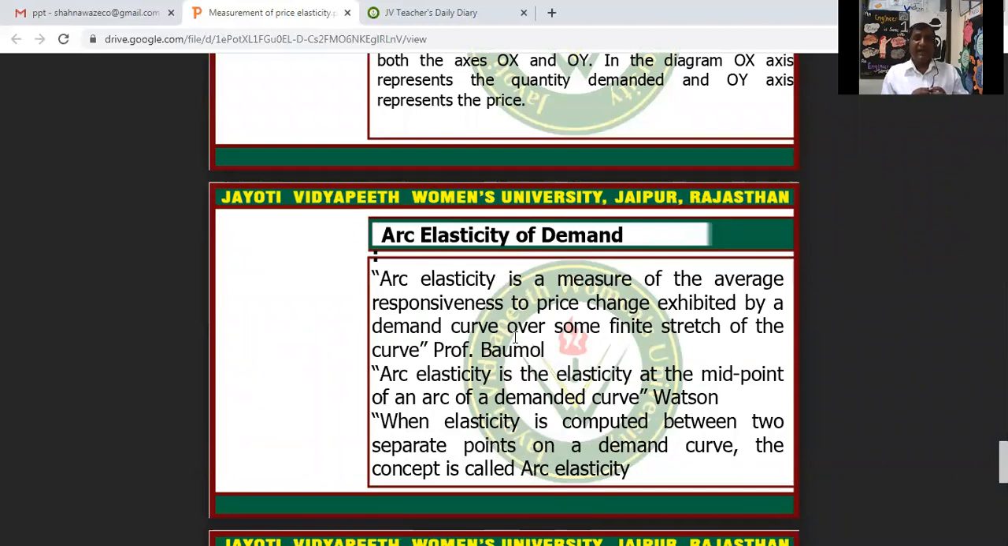Arc method. Arc elasticity is a measure of average responsiveness to price changes exhibited by a demand curve over some finite stretch of the curve. That means the arc elasticity method of elasticity of demand can be used when the demand curve is not a straight line. Thank you.